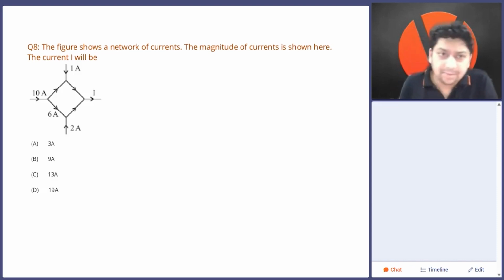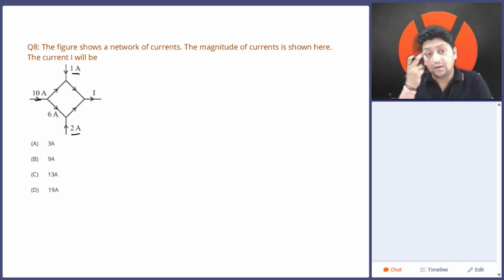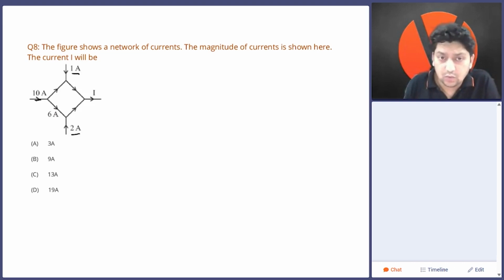Question paper was very easy. The figure shows a network of currents. The magnitude of currents is shown here. The current I will be... So as you can see, 1 ampere, 10 ampere, 2 ampere, all are coming towards this junction, and I is leaving. So we know KCL, Kirchhoff's current rule.